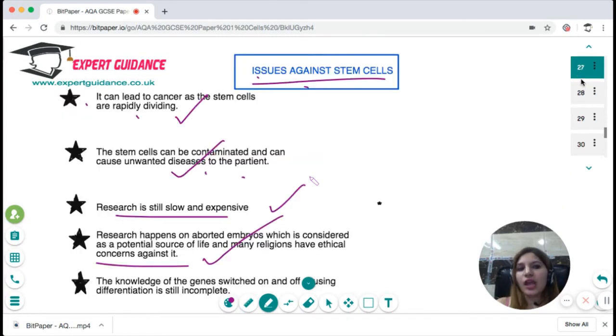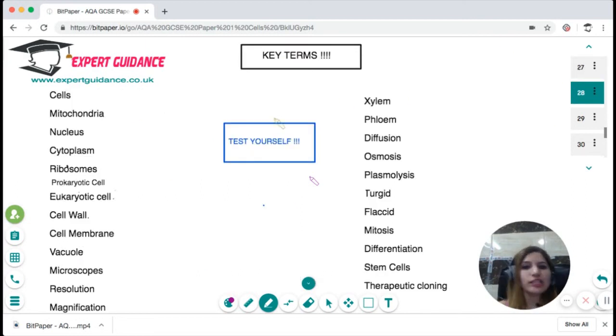Okay, so I hope we have covered this topic in much detail, and I have tried to cover the maximum of your specification. Now it's time to test yourself by seeing if you know these key terms.